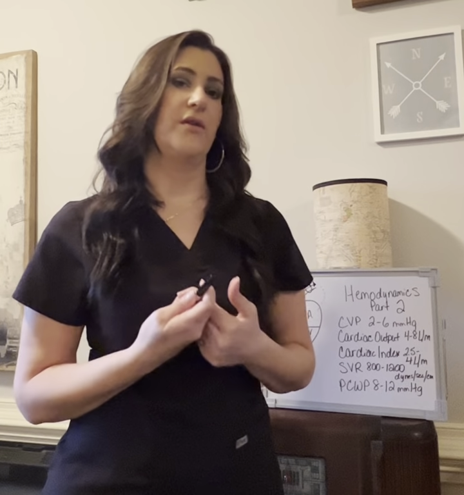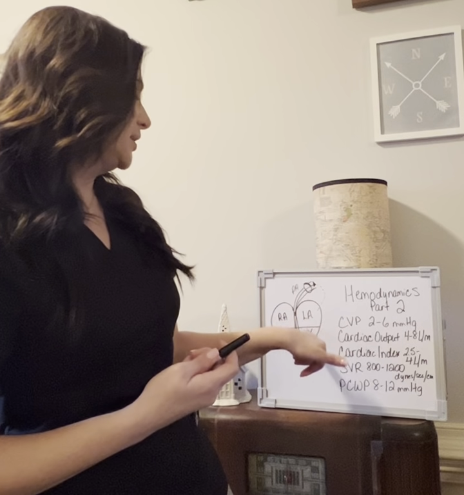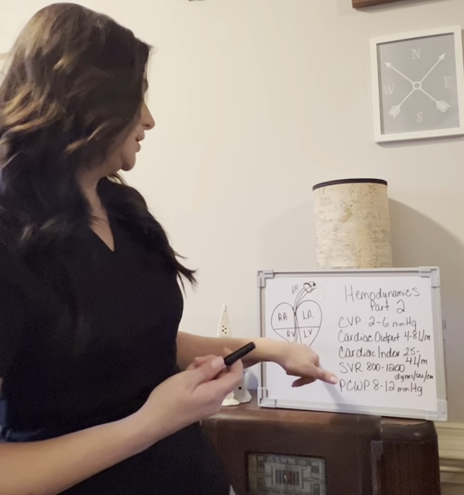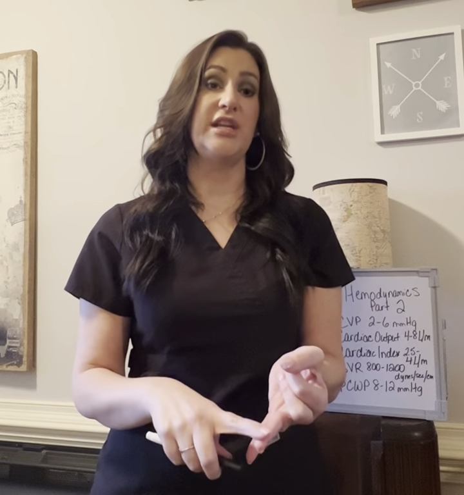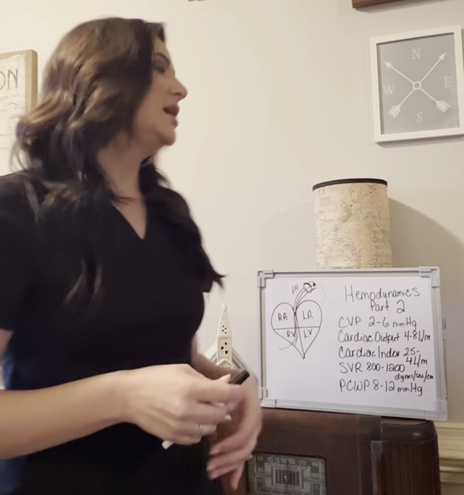Think about what valves you have on the left side of the heart. You have the mitral valve between the left atria and left ventricle, and you have the aortic valve in the left ventricle. So any mitral stenosis, any mitral regurgitation, any aortic stenosis, aortic regurgitation, any valvular diseases on that left side of the heart is going to increase that wedge pressure.